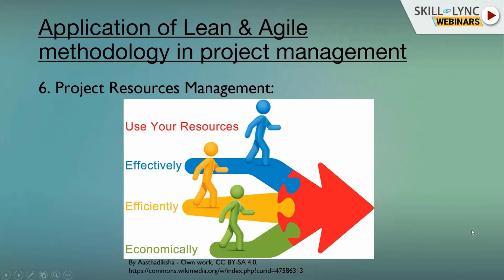Moving forward, we should deploy the right person for the right job. As you can see in the figure, use your resources effectively, efficiently, and economically. So, if we deploy the right person for the right job, then the job can be done effectively and efficiently. We should deploy the right talent for a job so that the person can complete the job without any rework, thereby making the project more economically efficient.